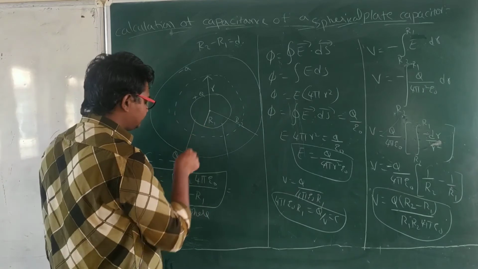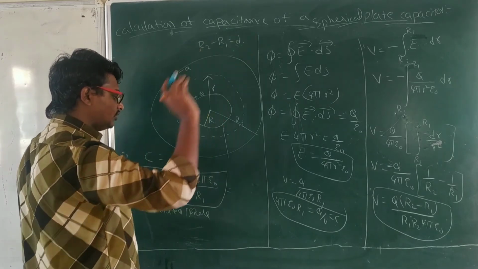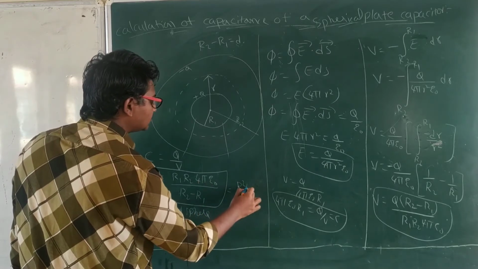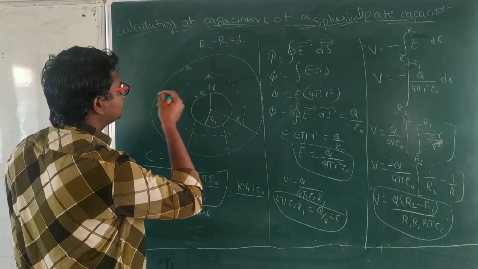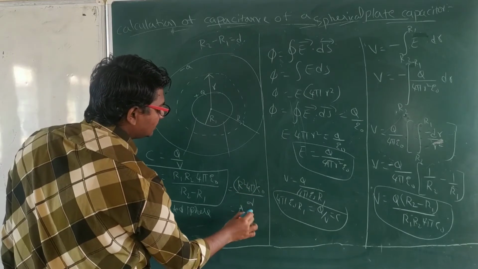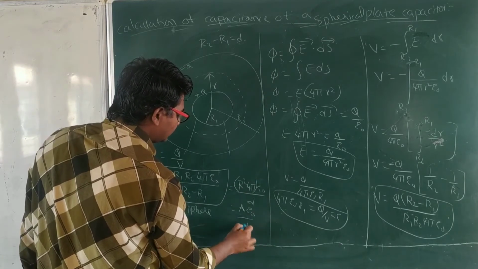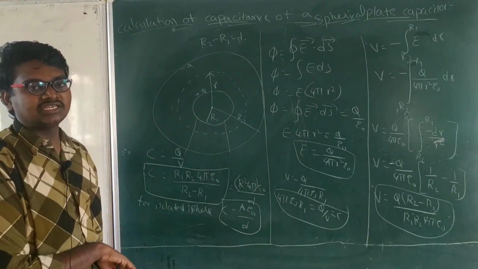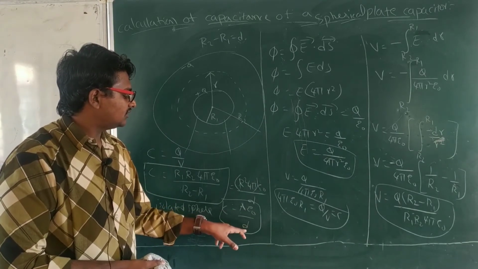In general R2 is bigger and R1 is comparatively smaller, but at such large distances we can consider both to be the same. Then we get R square 4 pi epsilon naught divided by R2 minus R1, the distance between them, small d. Here 4 pi R square is the surface area of the plate, so C is equal to A epsilon naught by d. This is nothing but the parallel plate capacitor case, as we found before.